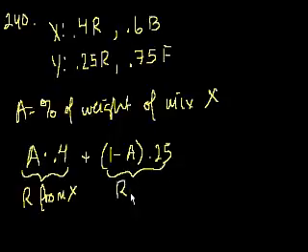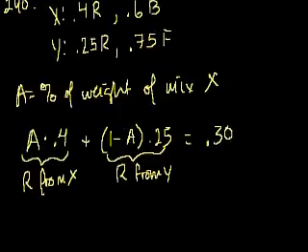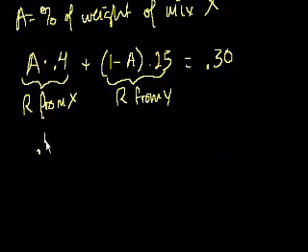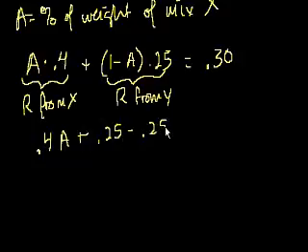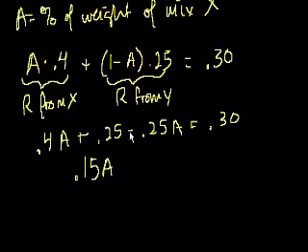So this is ryegrass from Y, and they tell us that this is equal to a mixture that should have 30% ryegrass. So let's just solve for A. We get 0.4 times A plus 0.25 minus 0.25A, just distributed the 0.25, is equal to 0.30. See, 0.4A minus 0.25A, 40 minus 25, that's 0.15A. And then subtract 0.25 from both sides is equal to 0.05.